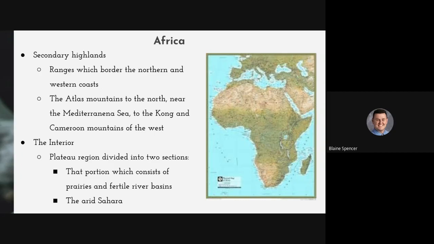The primary highlands are different in Africa. They're out here in the east. Secondary highlands are in the north and west over here. And then the interior, or the central depression, is this region right here in the middle, extending down here. Okay, good job, guys.